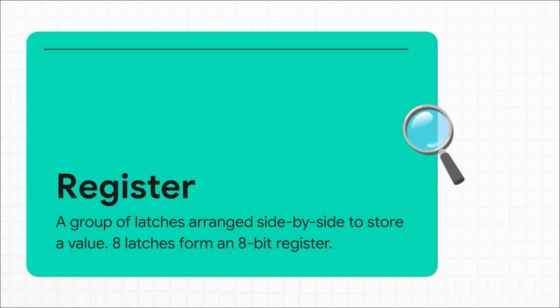All right, storing one single bit is a great start, but let's be honest, it's not very useful by itself. To store something more meaningful, like a number or a letter, we need to group these little latches together. So, by putting 8 of them side by side, we create what's called an 8-bit register. And since 8 bits makes 1 byte, we can now store actual numbers.